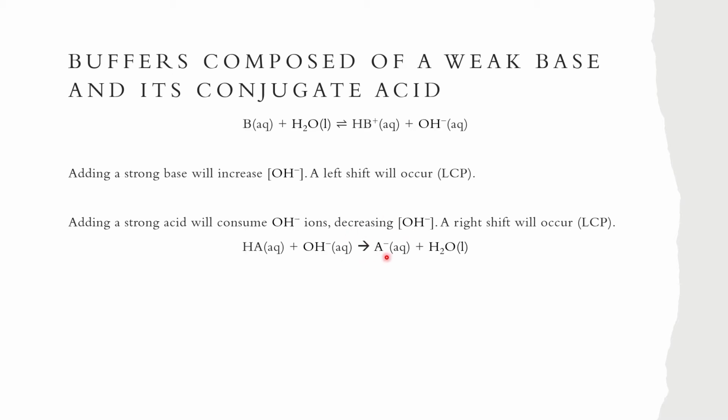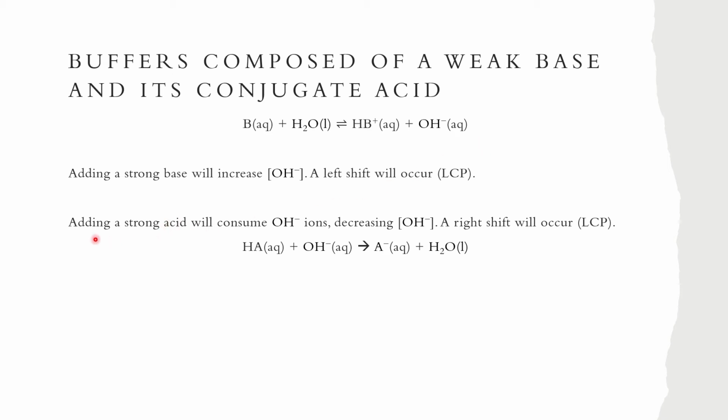If we look at a buffer composed in the opposite way, we start with a weak base and its conjugate acid, so B and HB+. What we can start looking at is what would happen when we add a strong acid or base to that. If we add a strong base, what we would expect to see is an increase in hydroxide ion concentration, leading to a left shift, consuming all of that extra hydroxide that was produced and ensuring that the pH levels remain stable.